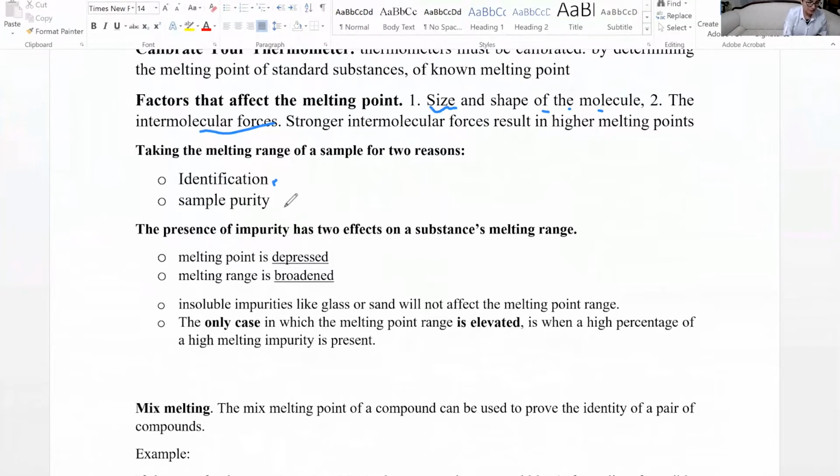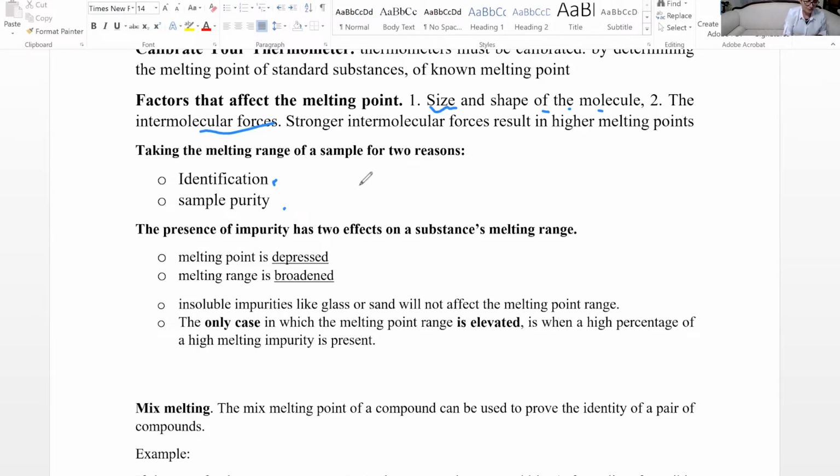And sample purity. How do we know a sample is pure? By the behavior of the melting point. If the sample melts with a sharp range of melting, then the sample is pure. Impure samples, or samples that have a low percentage of impurity, are going to have a broad range of melting. That cutoff is about 2 degrees.